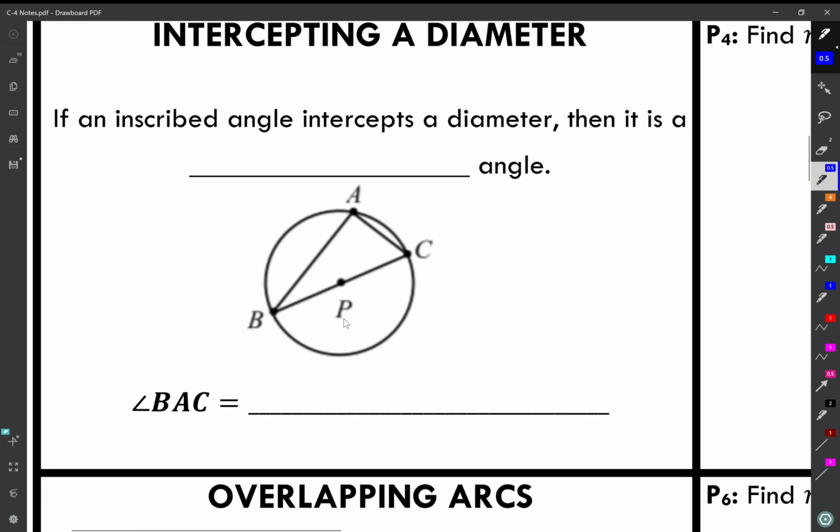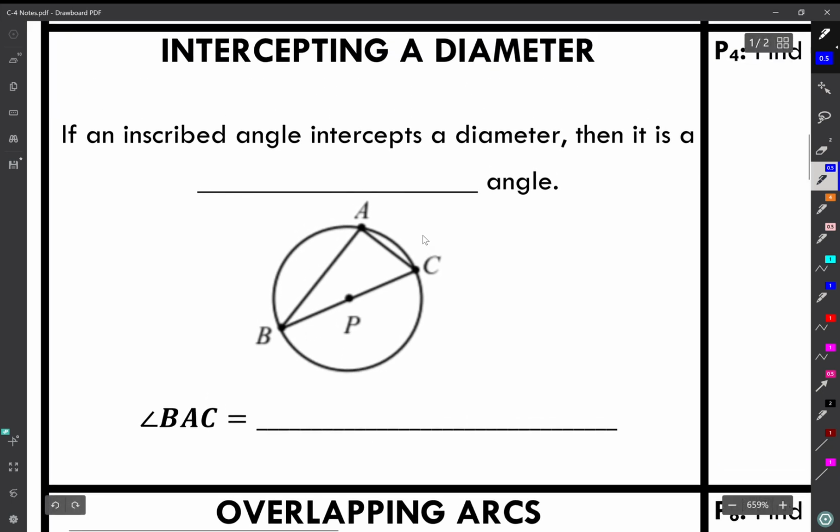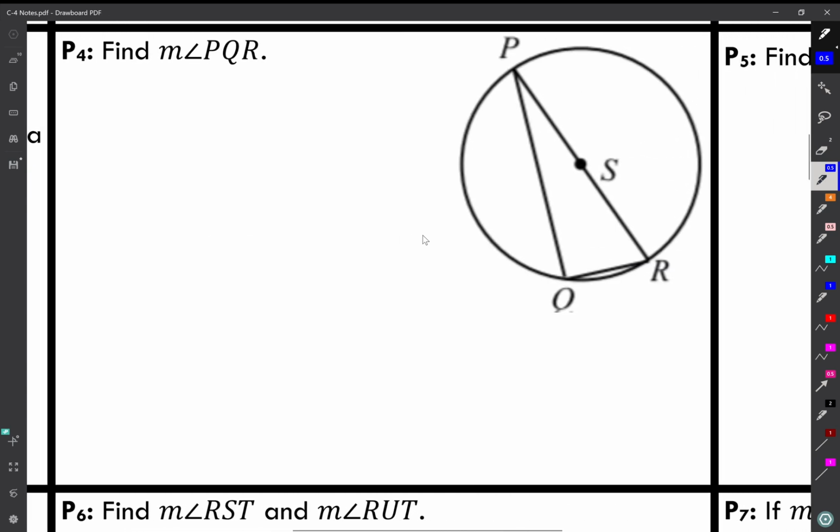All right, intercepting a diameter. So if we have an inscribed angle that intercepts a diameter, meaning that the endpoints of the angle are the endpoints of a diameter, then the angle is a right angle, which means that the measure of angle BAC in this case would be 90 degrees. It's very, very useful, guys. So the measure of angle PQR here, of course its endpoints are endpoints of a diameter, so it is a right angle.